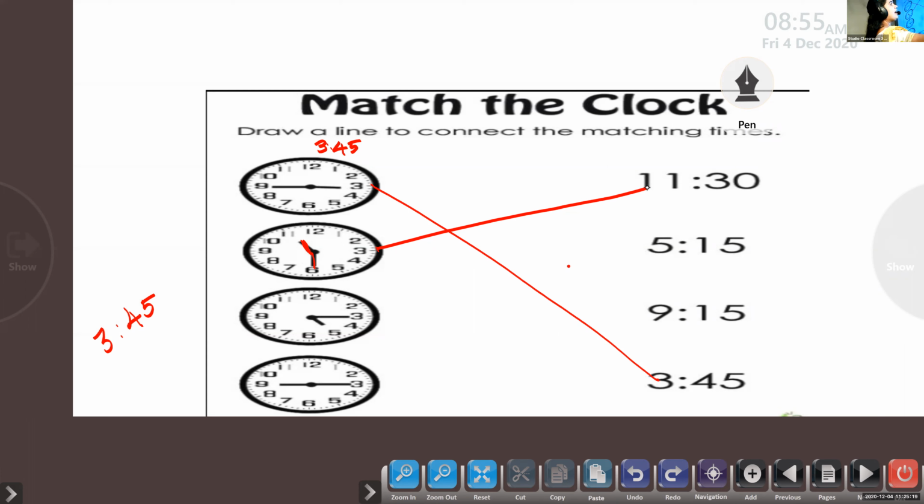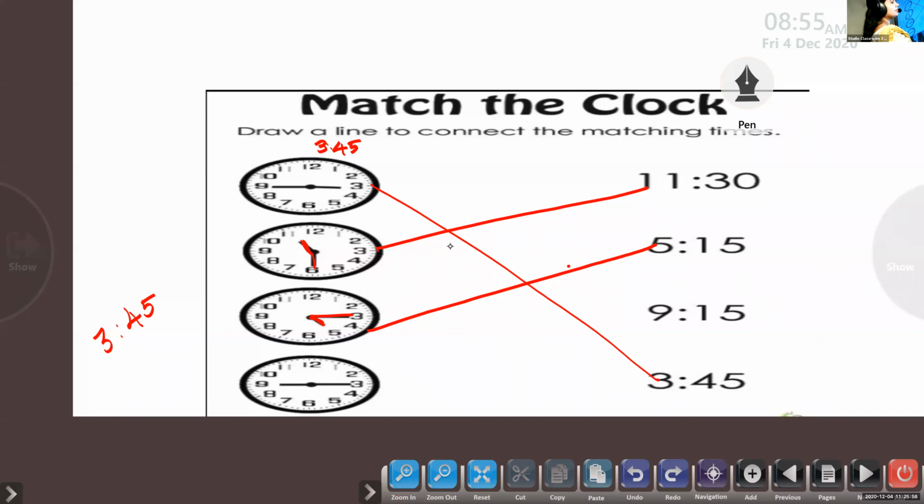Now, next one. Anika can mute. Now, Ihan, please unmute. The hour hand is on 5 and the minute hand is on 3. So what is the time? 5:15, because if the minute hand is on 3, the time is 3 into 5, 15. Sorry, 5:15.